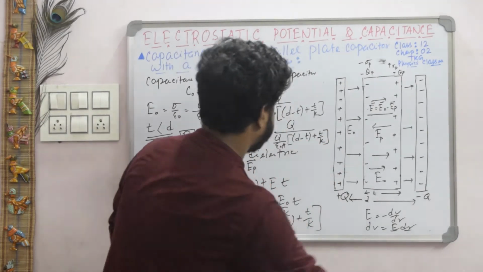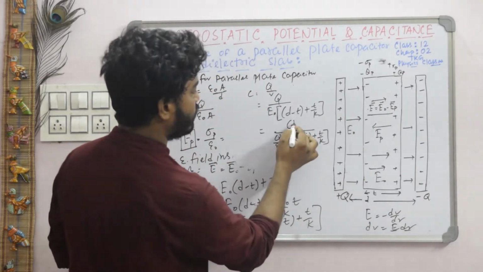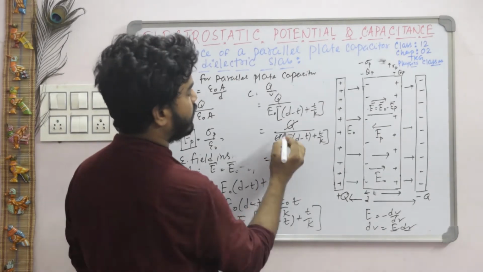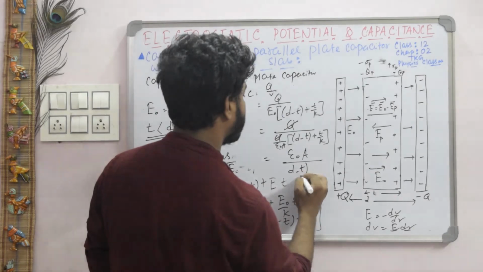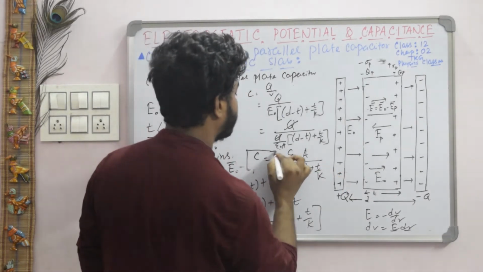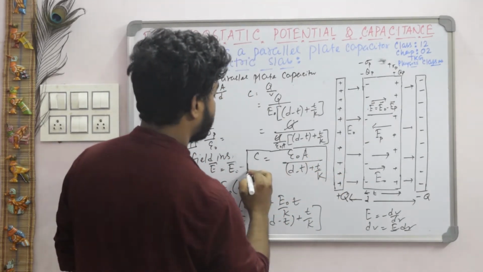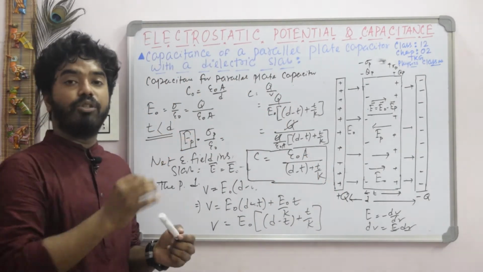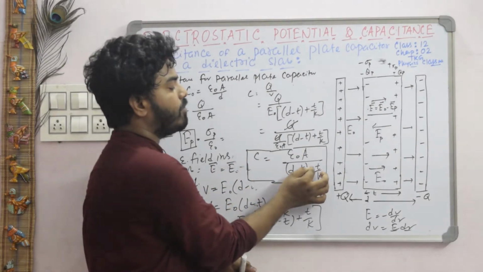Now, just simplify it. Q cancels out. So, this expression becomes epsilon naught A divided by d minus T plus T by K. This is the expression of capacitance for a parallel plate capacitor when there is a dielectric slab inside between two plates, that is C equal to epsilon naught A divided by d minus T plus T by K.